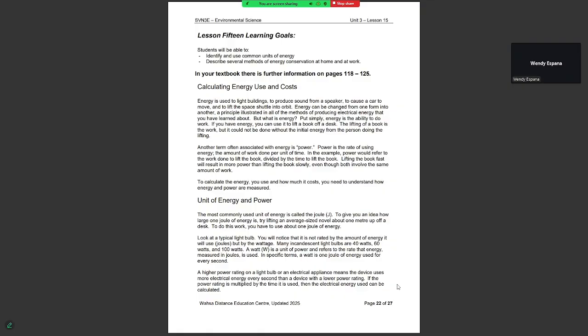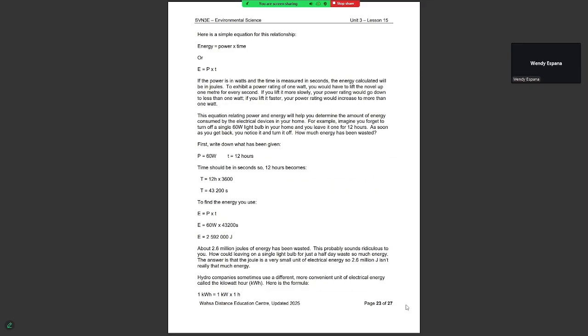If the power rating is multiplied by the time it's used, then we can calculate the electrical energy. So if we go over to page 23, there's an equation. Energy is equal to power times time. Okay, or we could use the symbols E for energy, P for power, and T for time.